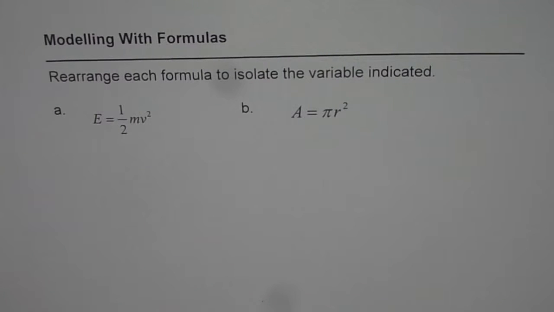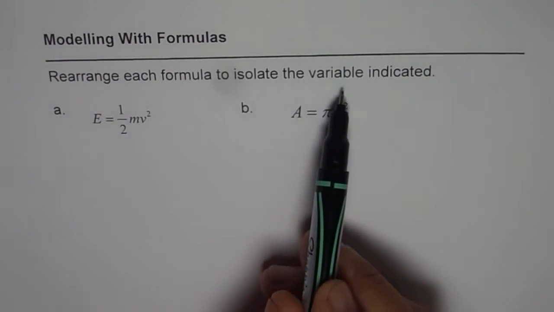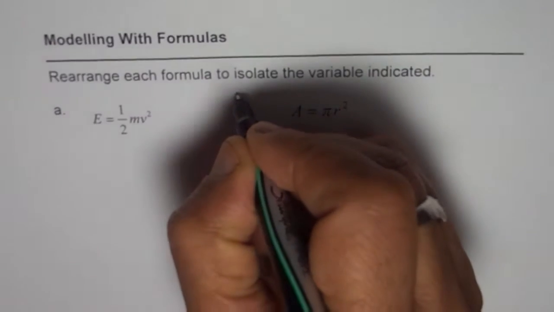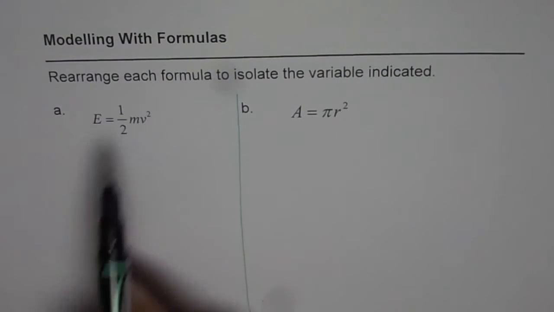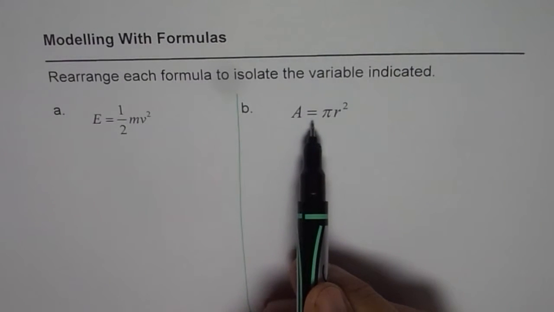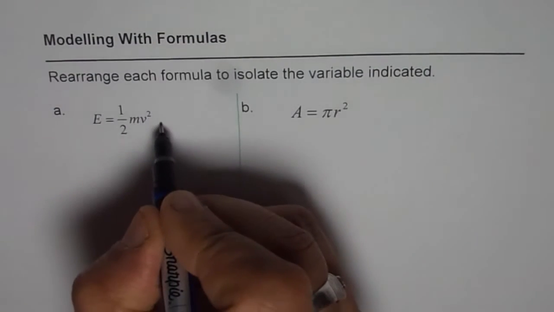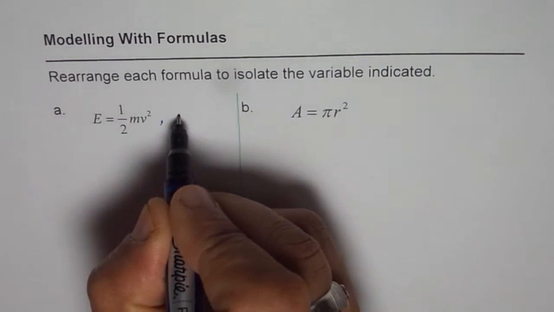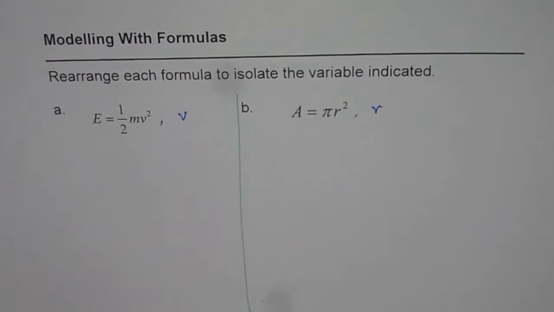I'm Anil Kumar, and in this video we will learn how to isolate a variable when squares and square roots are involved. The question here is: rearrange each formula to isolate the variable indicated. So we have two different equations here. The first one is E equals half mv squared and the second one is A equals pi r squared. From these equations we will isolate the variable which has a square in it: v from this equation and r from the other equation, correct?